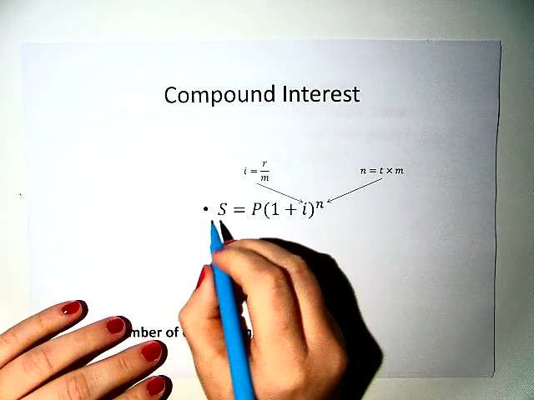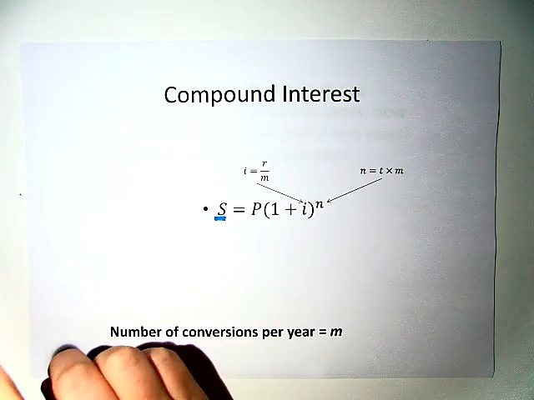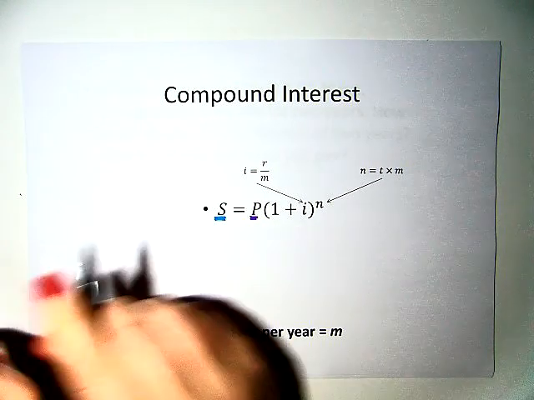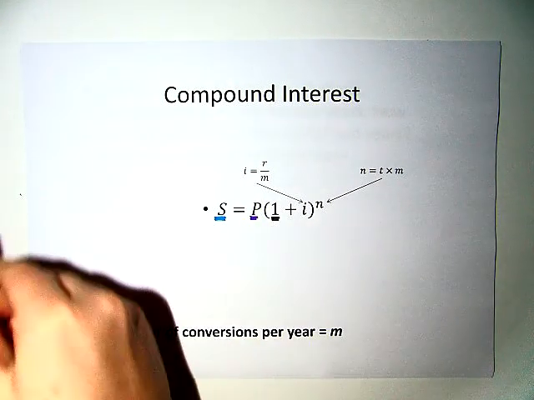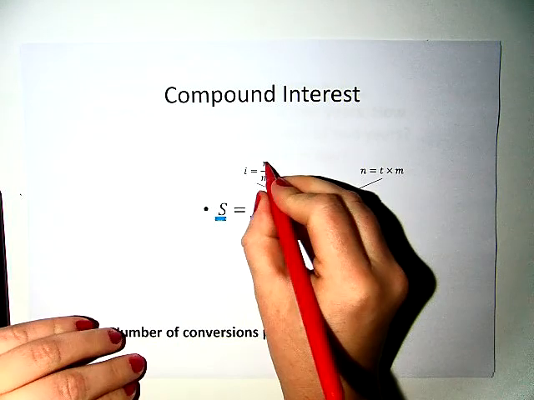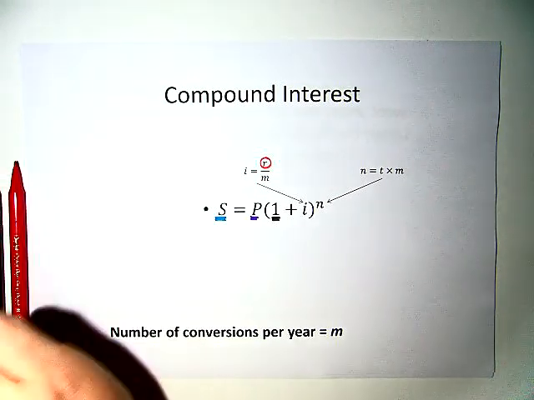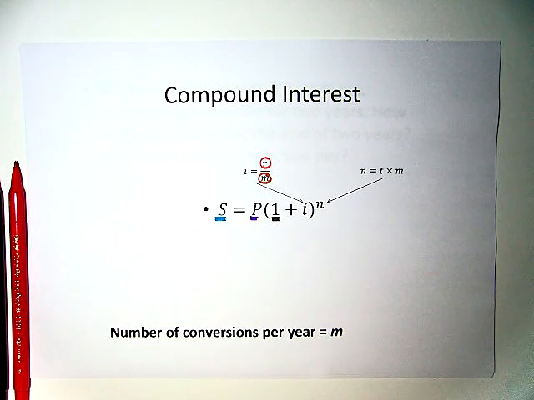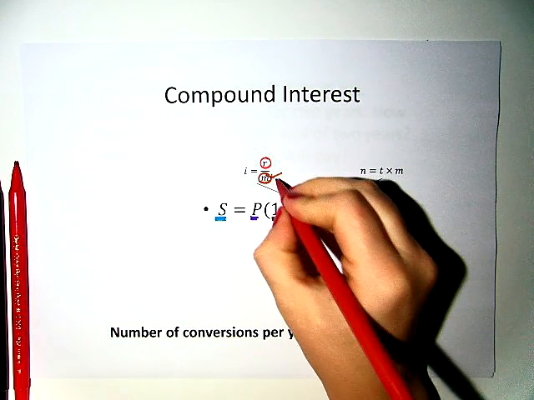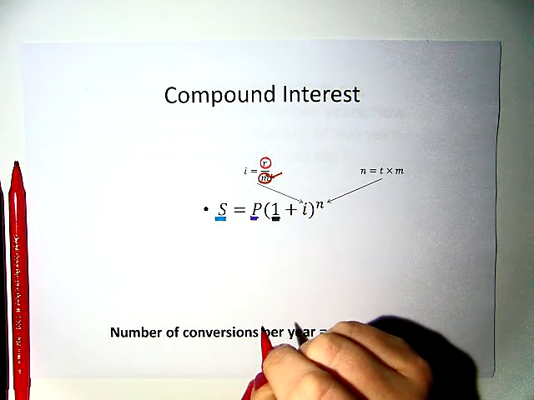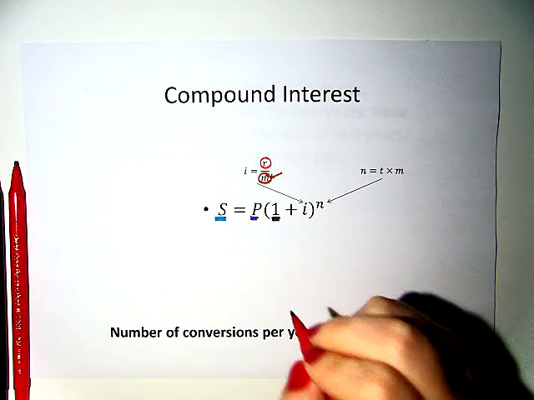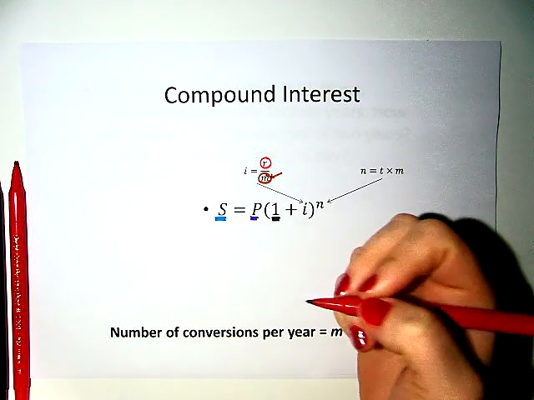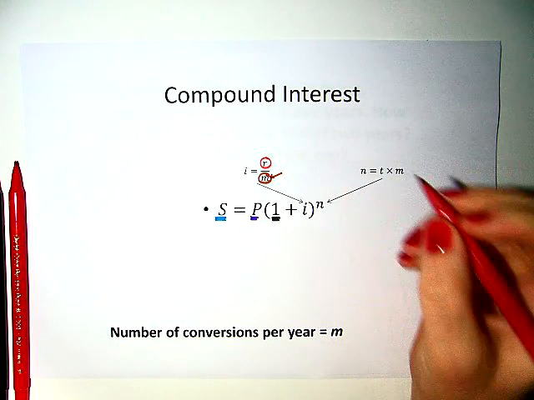Once again, we're not looking for I, we've got S. Just like the last one, S equals P, 1 plus, but instead of looking at the rate, we are now going to take the rate and divide by the M. Now this is really quite odd because M is the number of times that something happens. So for example, if something happens twice a year, you would divide the rate by 2. If something happens 4 times a year, or quarterly, you would divide by 4. So this is the number of conversions per year.